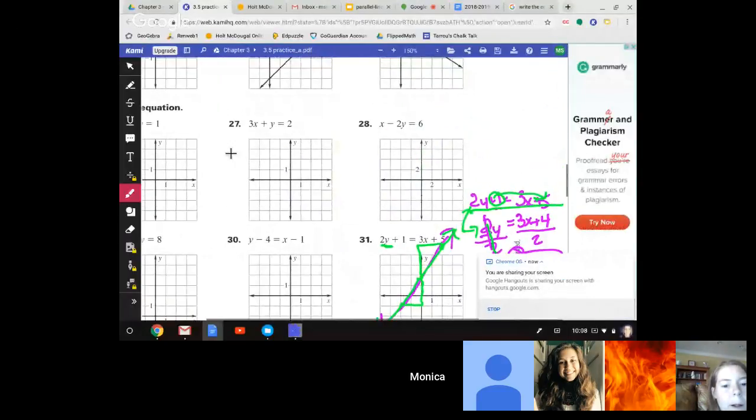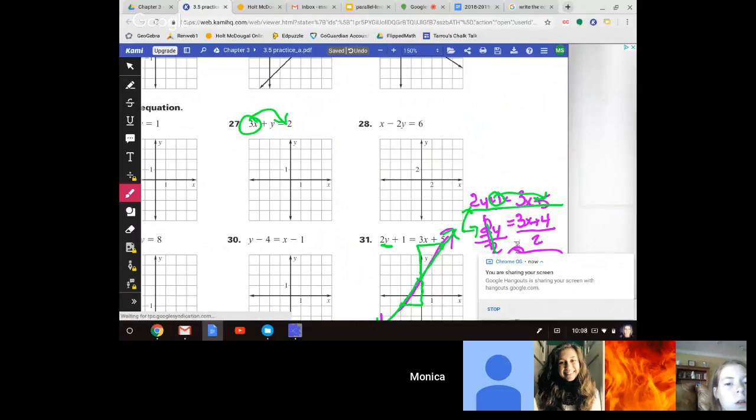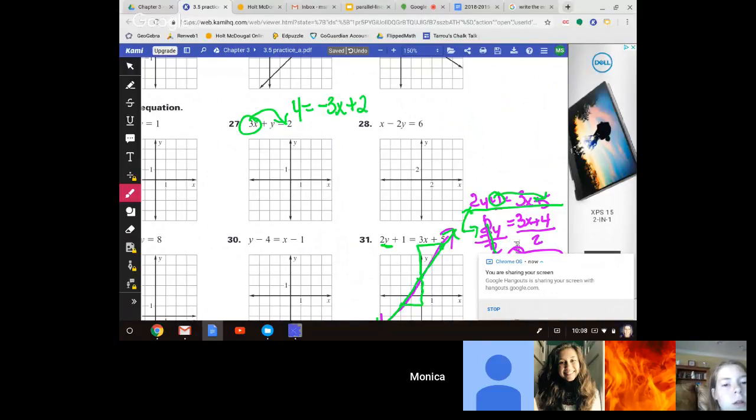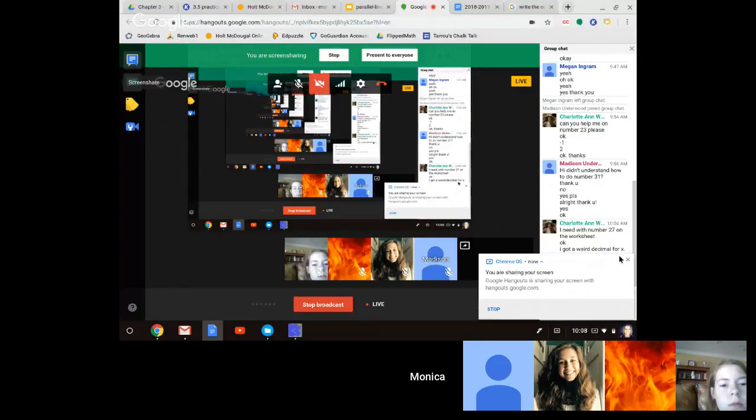So Charlotte Ann, on 27, you need to get this into y equals mx plus b form. So basically you just need to move this over here and that will have your y equals mx plus b. Since you have a plus 3x there, you're going to subtract 3x from both sides to move it over. So you're going to have y equals negative 3x plus 2. And then that you can graph. Does that make sense?